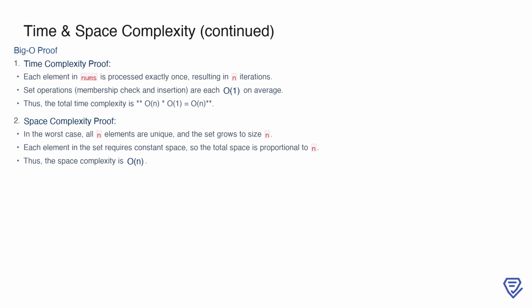Finally, let's prove the big O complexities more formally. For the time complexity, we process each element in the array exactly once, giving us n iterations.